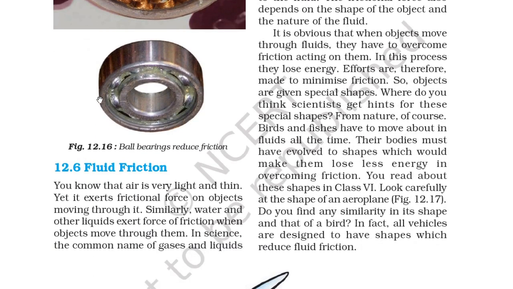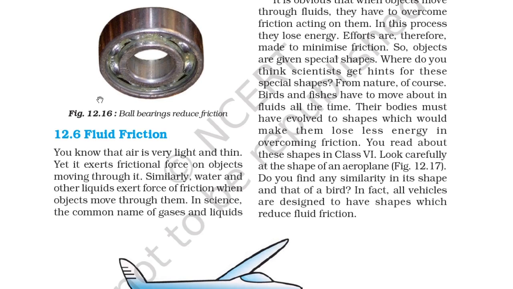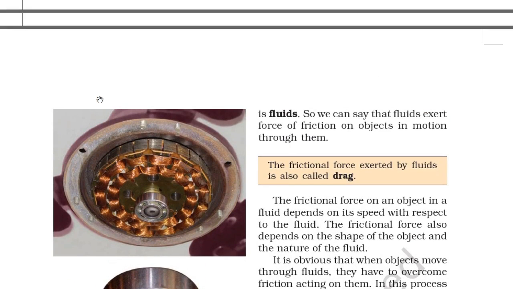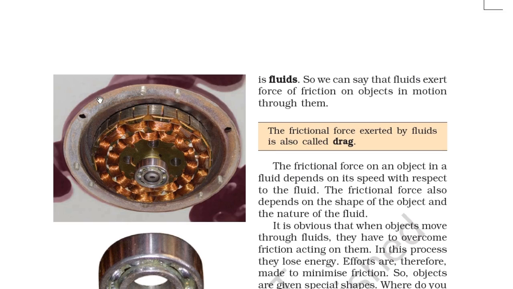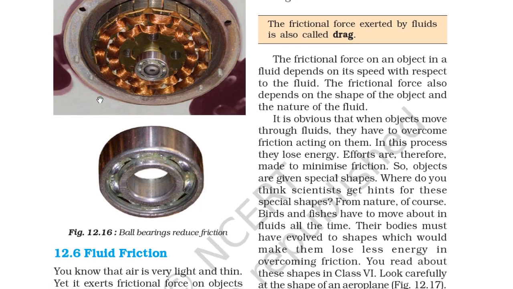12.6, fluid friction. You know that air is very light and thin, yet it exerts frictional force on objects moving through it. Similarly, water and other liquids exert force of friction when objects move through them. In science, the common name of gases and liquids is fluids. So we can say that fluids exert force of friction on objects in motion through them. The frictional force exerted by fluid is also called drag. The frictional force on an object in a fluid depends on its speed with respect to the fluid. It also depends on the shape of the object and the nature of the fluid.